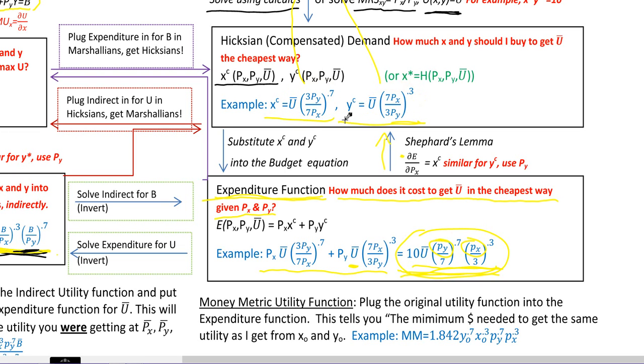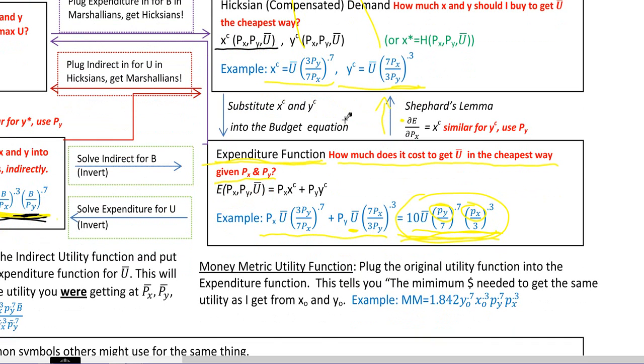Let me just mention another couple of things that are on the sheet here that in an intermediate microeconomics class you might not cover. In a graduate level economics class, you probably would talk about these things. You can also use the expenditure function in two additional ways to get what we call a money metric utility function. A money metric utility function answers the question, what's the minimum amount of money I would need to get the same utility as I would get from consuming a particular combination of goods, X naught and Y naught.